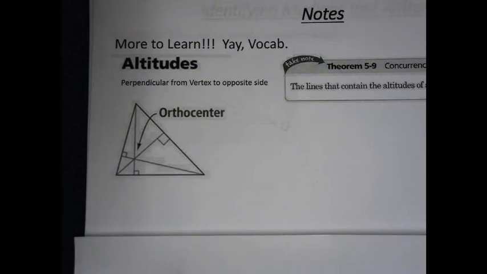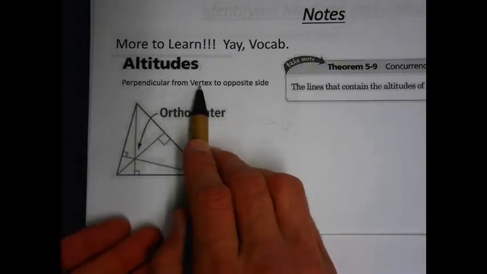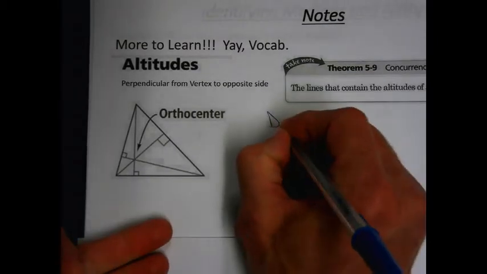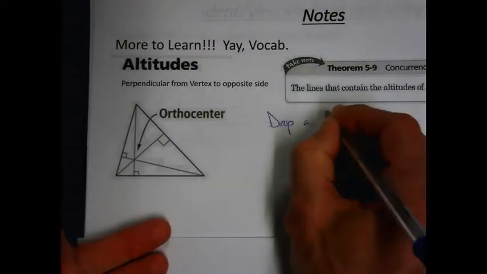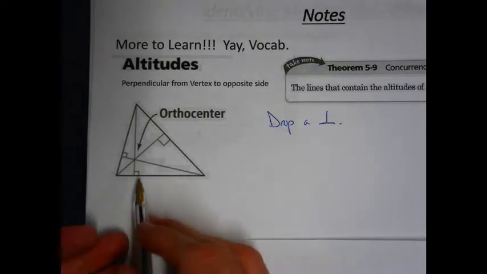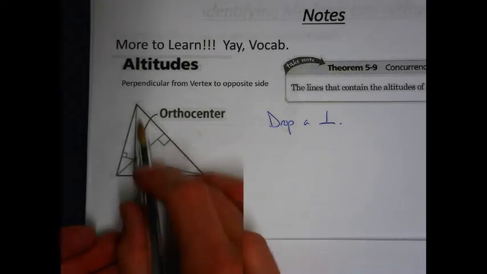The altitude is basically where you drop a perpendicular from the vertex to the opposite side. That's what I normally say. Drop a perpendicular. So the lines that contain the altitudes meet at a certain place. But if you look at a triangle in this way, you drop from the vertex, boop, perpendicular. That's the altitude.